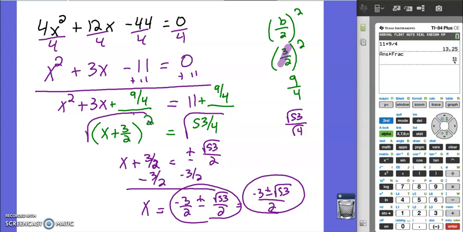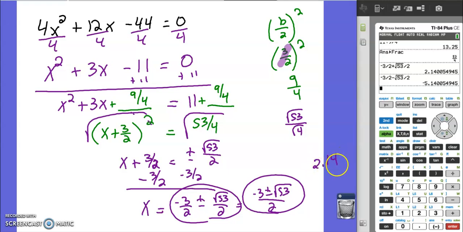If I was looking for a decimal approximation, again, I'm going to do -3/2 plus, so you do the plus, and then the square root of 53. Make sure you go outside of the square root, and then divide by 2. That would give me one of the answers, and then I'm going to do second entry, that's like copy paste. Do the minus. So those are going to be my two decimal answers, 2.14 and negative 5.14, my decimal approximation.